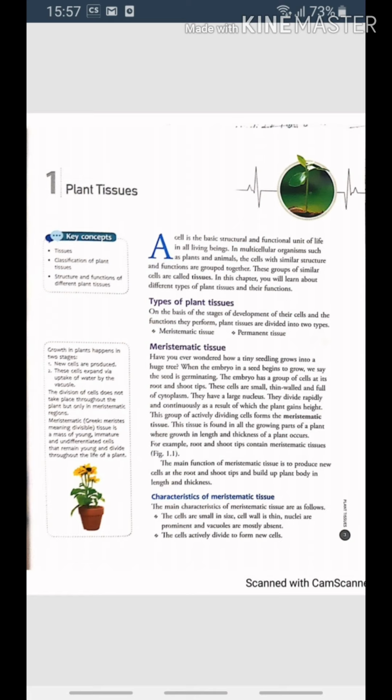Now children, see the difference between the xylem and phloem. So xylem conducts water upwards from the roots to the shoot system. It is made of mostly dead cells and it is located on the inner side of the vascular bundle. On the other hand, phloem transports food materials from the leaves to other parts of the plant. It is made of living cells and it is located on the outer side of the vascular bundle.